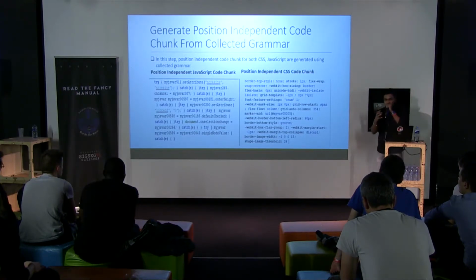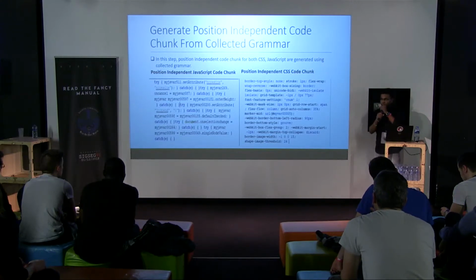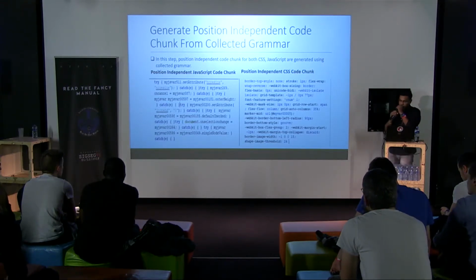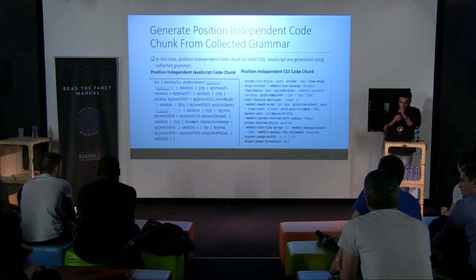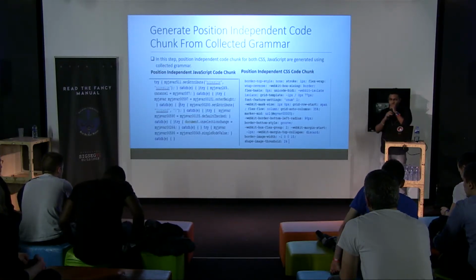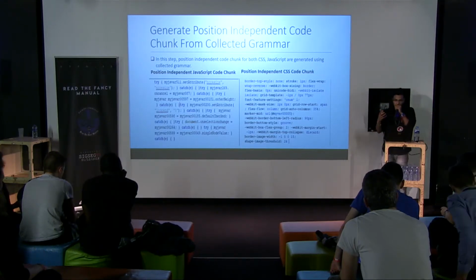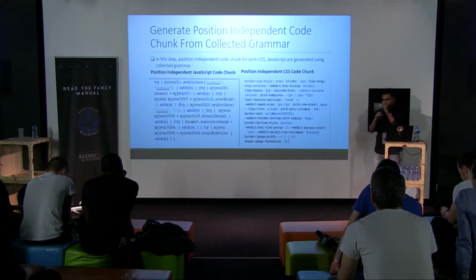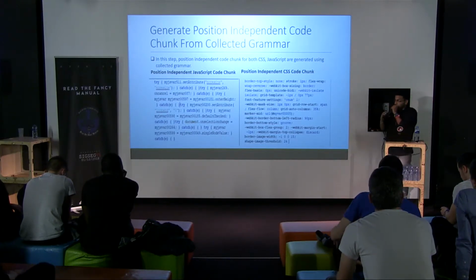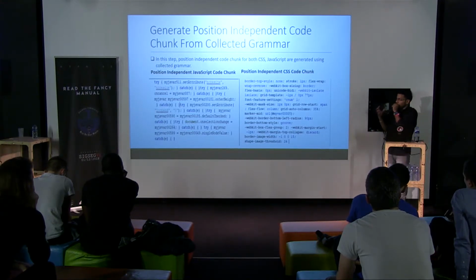Now we already have collected some of the grammars, and we are going to generate some position independent code chunks from the collected grammar. So why position independent code? Our fuzzer should be able to inject that code into any place in the templates that we have developed. That is why it is very important that the code chunk we generate is position independent, and it should also be context independent.